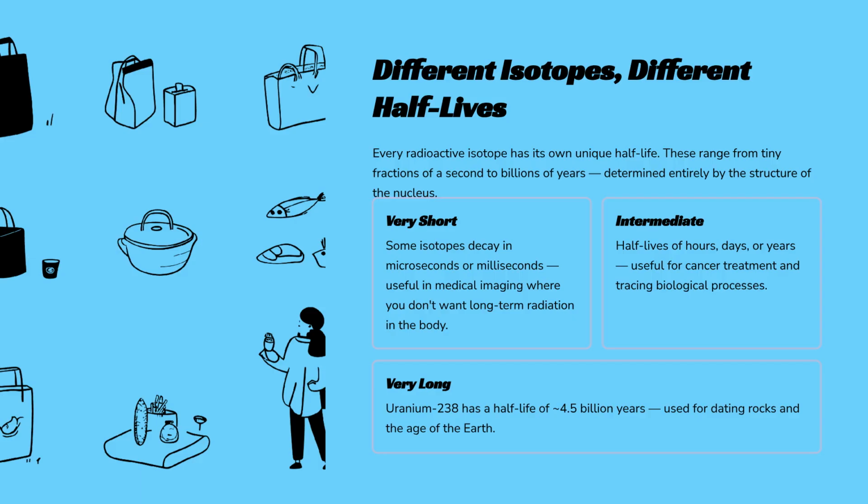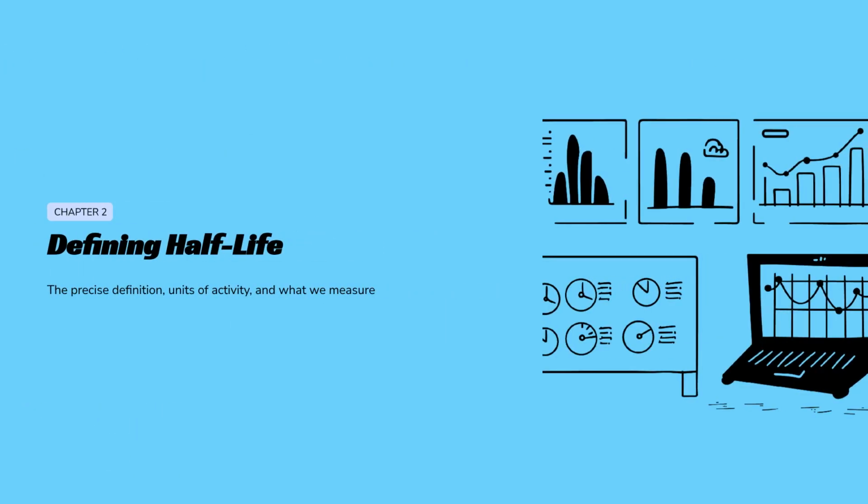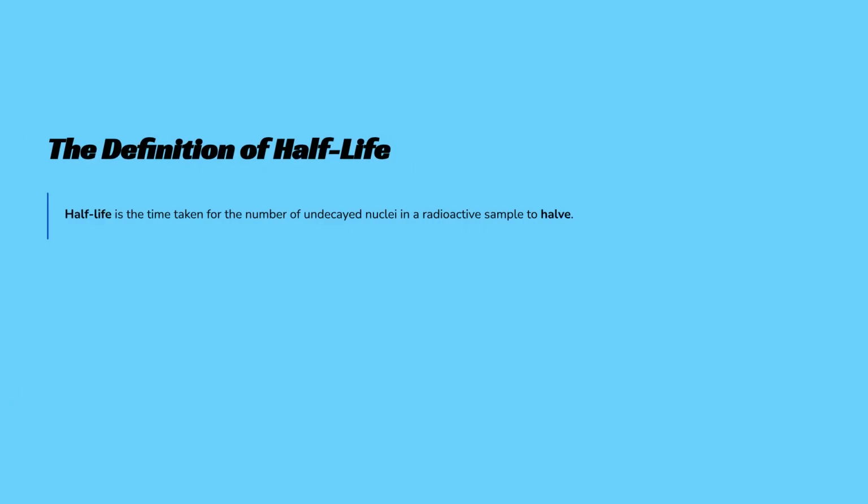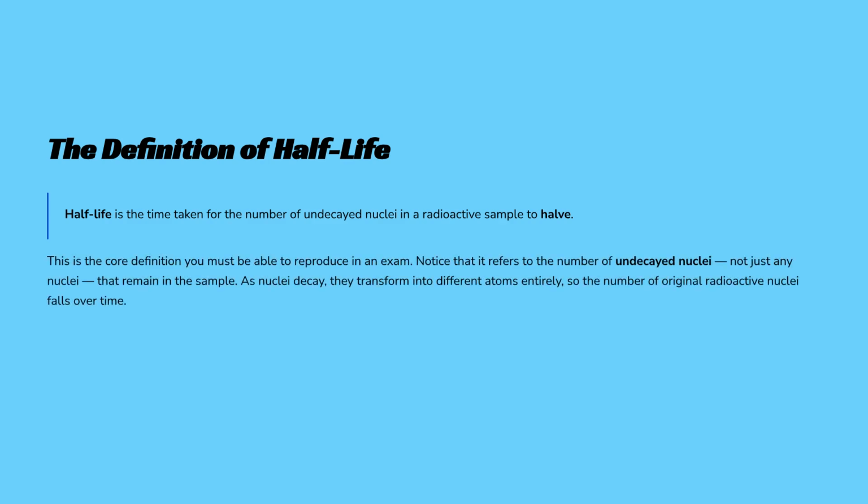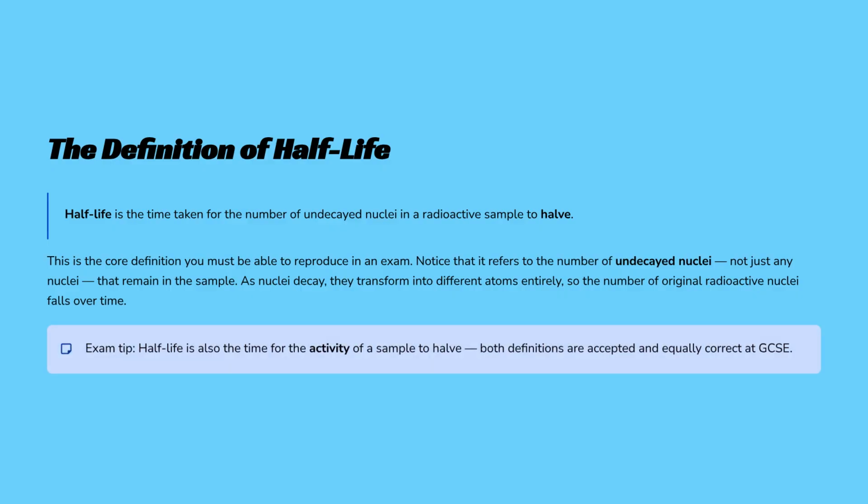These range from fractions of a second, which are useful in medicine, to billions of years, like uranium-238, which is used for dating rocks. Next, in Chapter 2, we will precisely define half-life, understand units of activity, and explain what we measure. Half-life is defined as the time taken for the number of undecayed nuclei in a radioactive sample to halve. Note that this refers to the original radioactive nuclei, as others transform during decay. Both activity and nuclei count follow this rule.